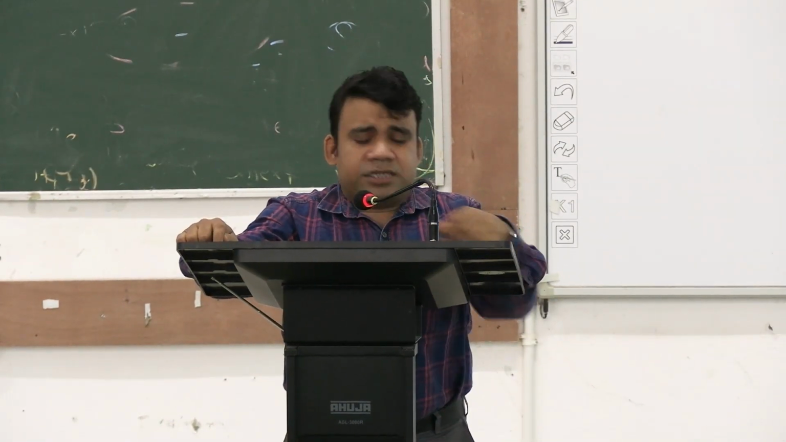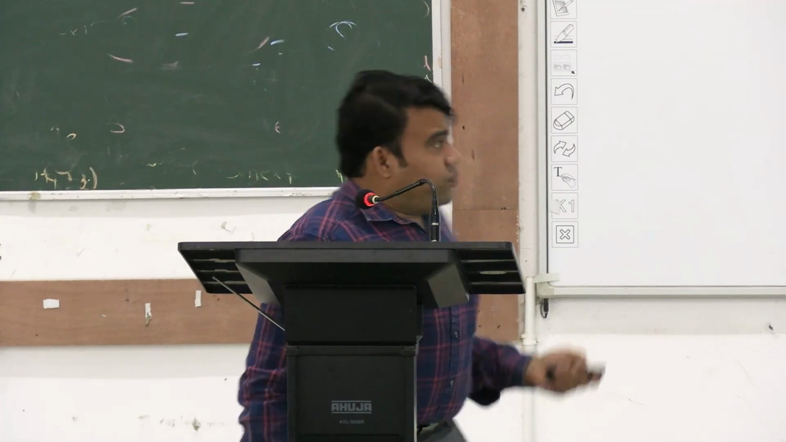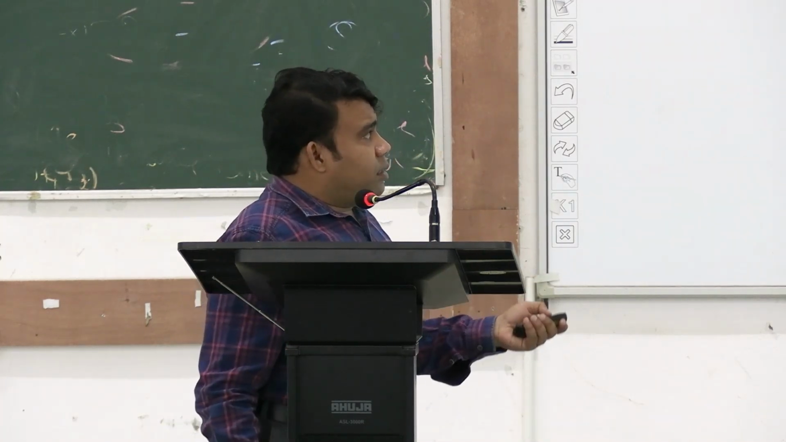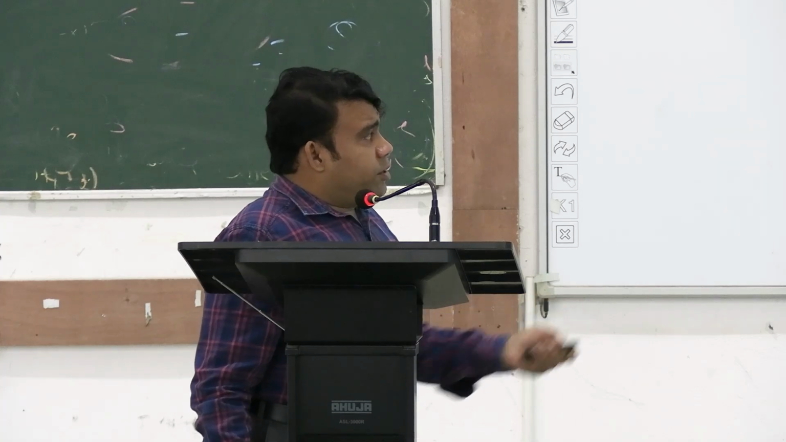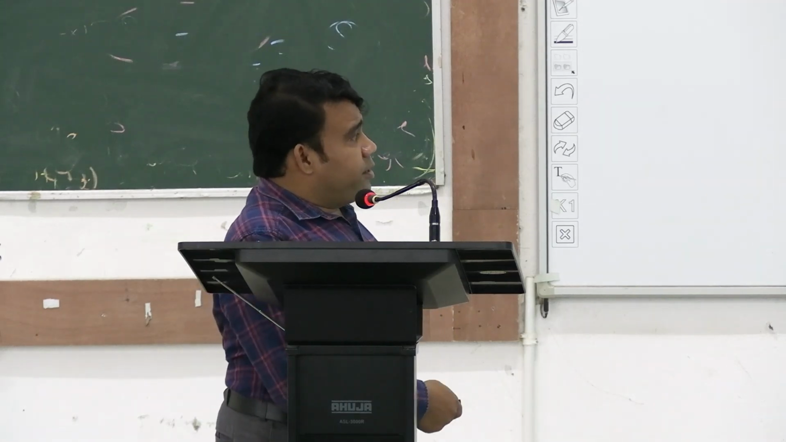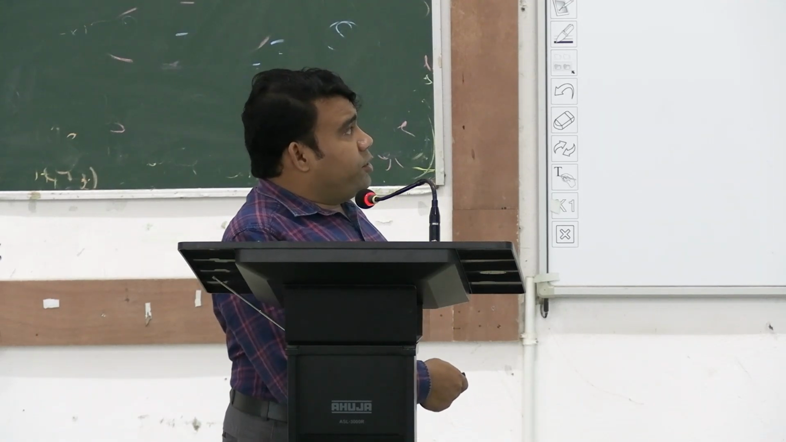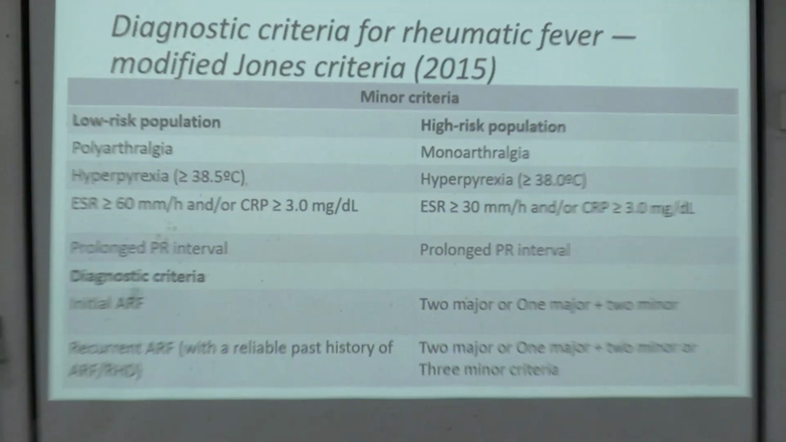Carditis, chorea, arthralgia or arthritis, subcutaneous nodules, and erythema marginatum. If these are fulfilled, we call it fulfillment of the Jones criteria. And there is a minor criteria also for diagnostic criteria. We have either two major criteria or one major and one minor criteria. If that happens, we call it ARF. Minor criteria includes polyarthralgia, hyperpyrexia, ESR, and prolonged PR interval.